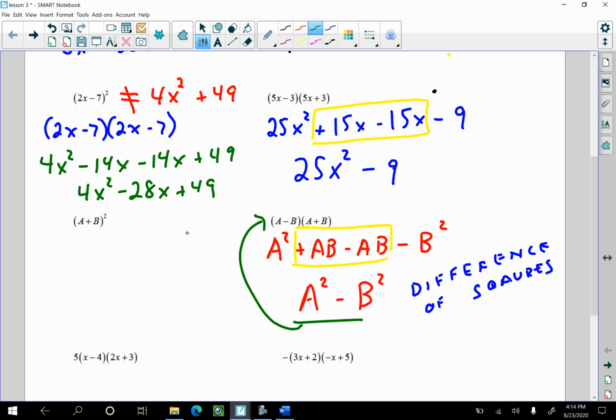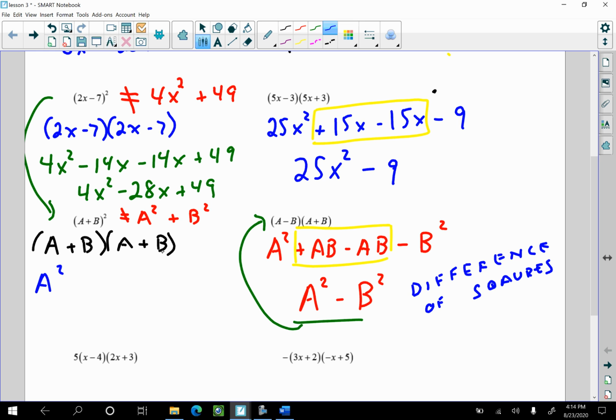Anyway, let's do a plus b squared. In like manner, these are going to be similar. So this is going to be a plus b times a plus b. This does not equal a squared plus b squared. I'm going to use the definition of exponents. I have the base a plus b times a plus b, and we're going to multiply that out. That's going to be a squared, plus ab plus ab is plus 2ab, plus b squared. All right.